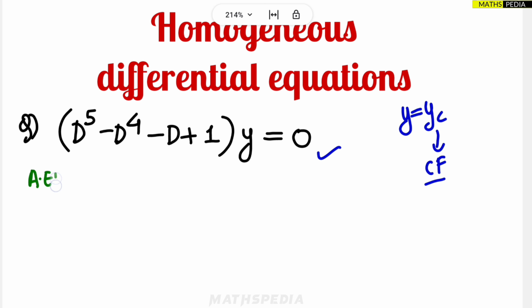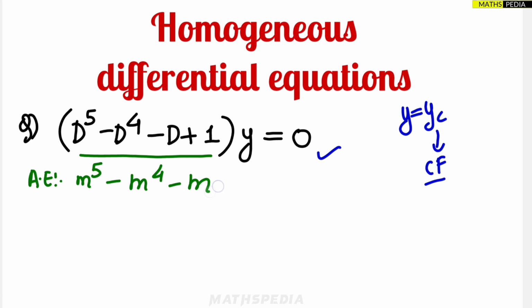So how to form the auxiliary equation? Wherever D is there, substitute M. So it will be m power 5 minus m power 4 minus m plus 1 equated to 0. After equating it to 0, we have to find the roots of m.